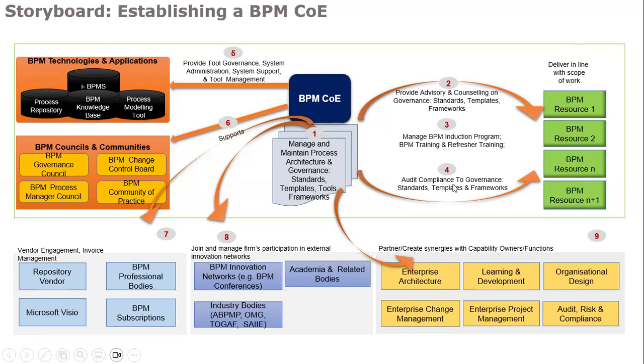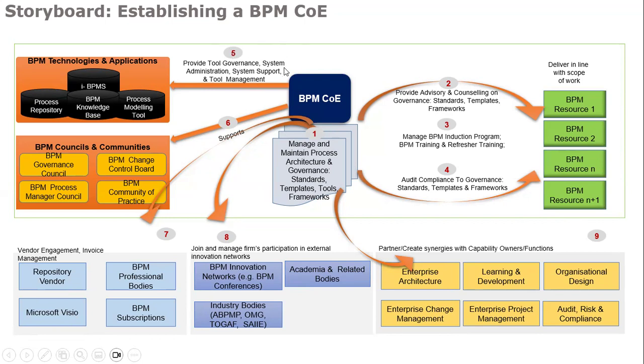Number 4, they also audit compliance to governance standards, all the frameworks that we basically have. And so the resources on your far right, let's call it BPM resource 1, Joe, BPM resource number 2 is Annie, so that they can basically do their work in line with our governance. Then if we now swivel a bit to the left, you'll see there's a number 5 there.